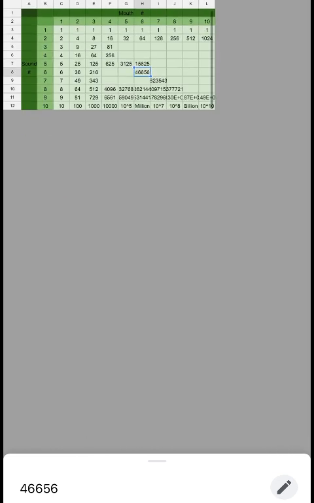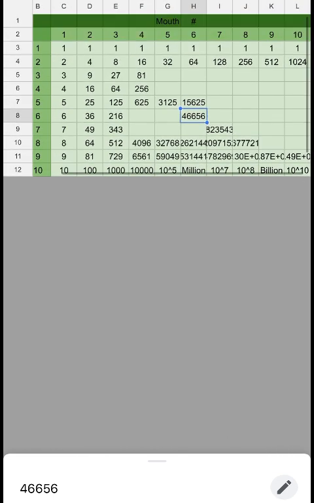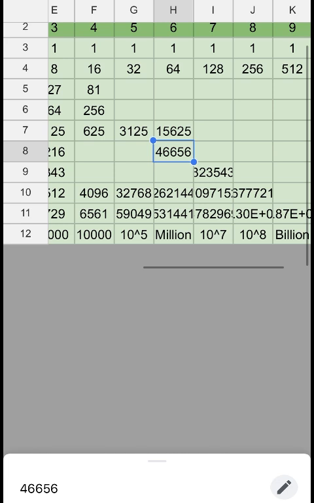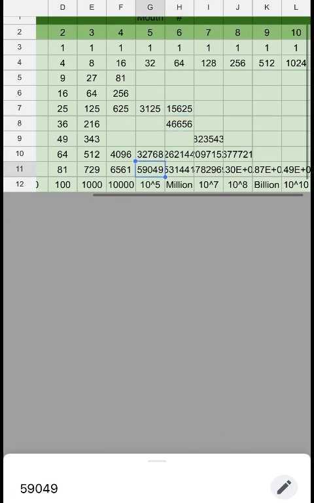And I figured out some of them with the calculator. A lot of these don't actually fit. You can see them at the bottom though.